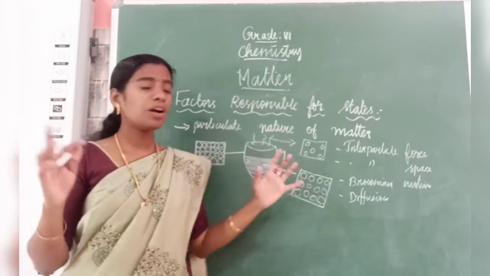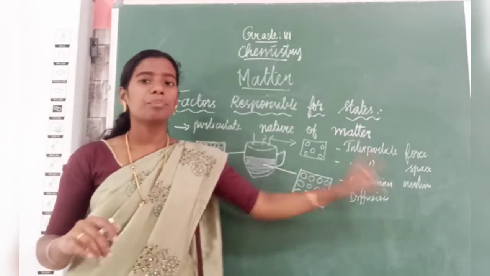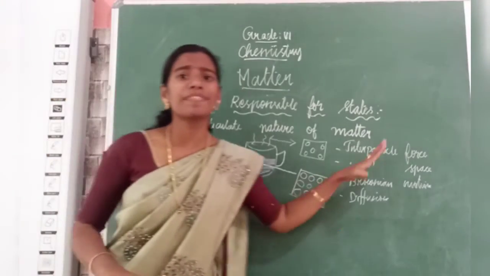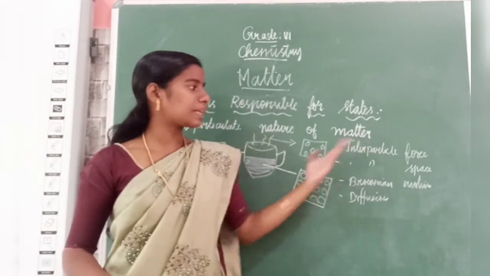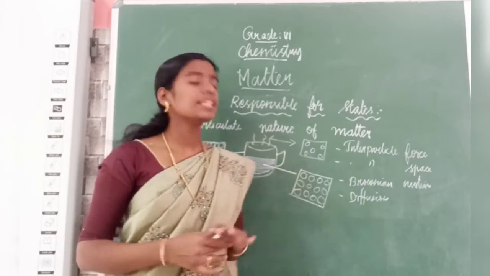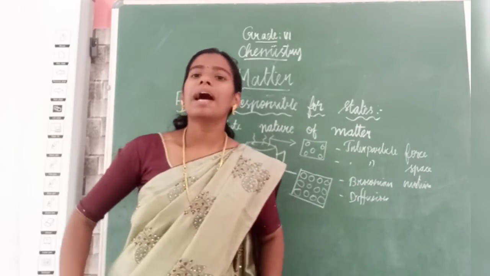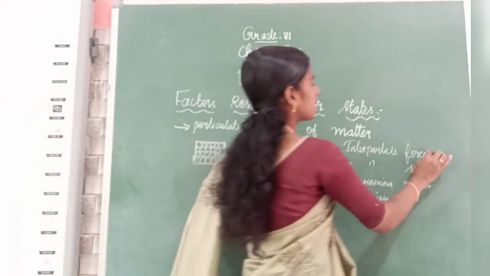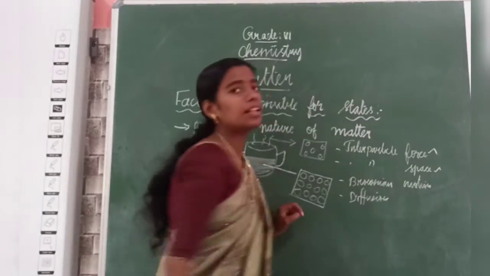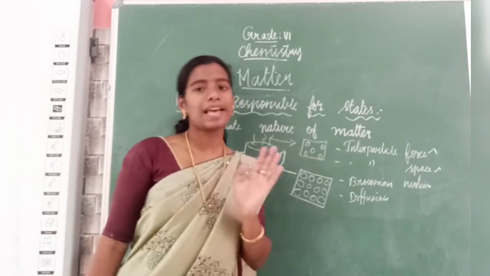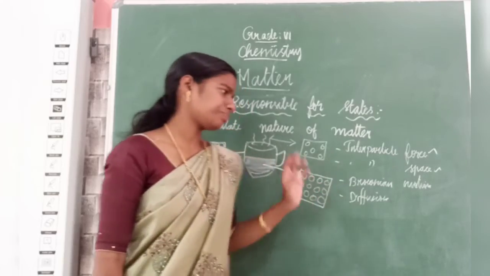Now, we can see how these factors play a role in these three states. These four factors we have are interparticle force, interparticle space, Brownian motion and diffusion. In today's class we will learn about interparticle force and interparticle space. About Brownian motion and diffusion, we will continue in the next class.